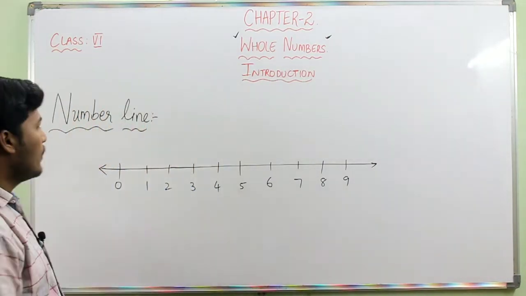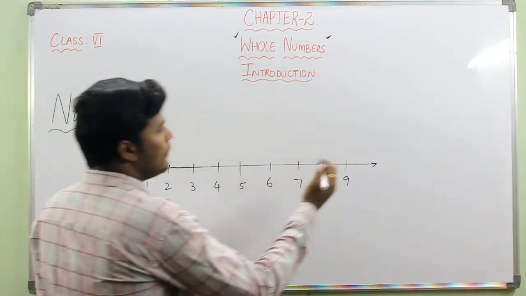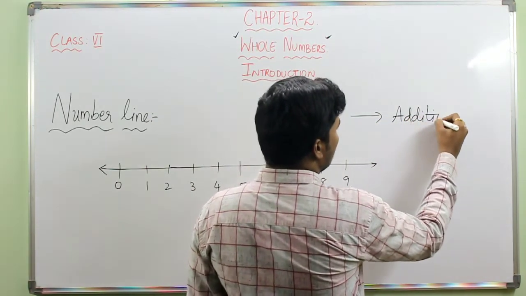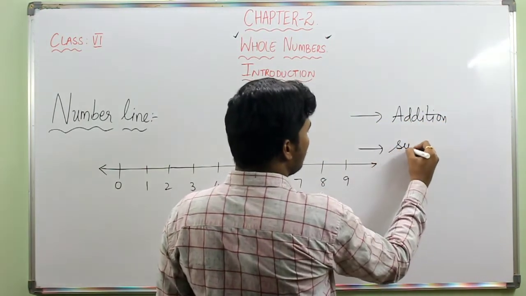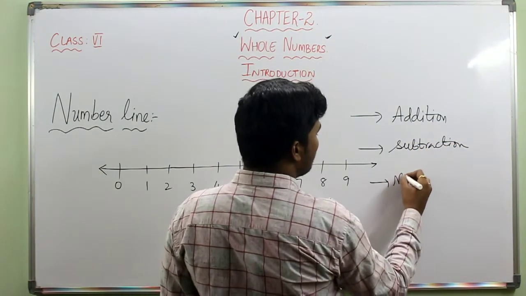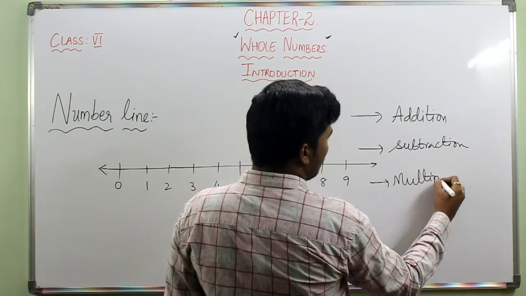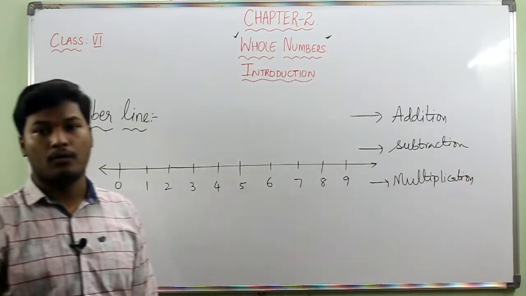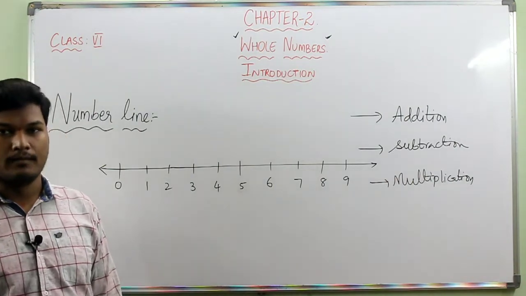Now using this number line, we can perform addition, subtraction and multiplication. Let us see step by step how to do this on the number line.